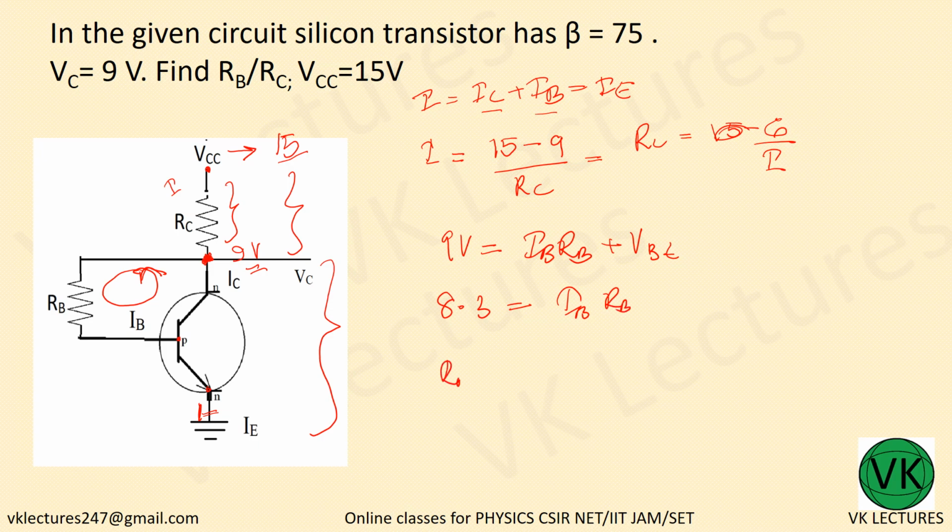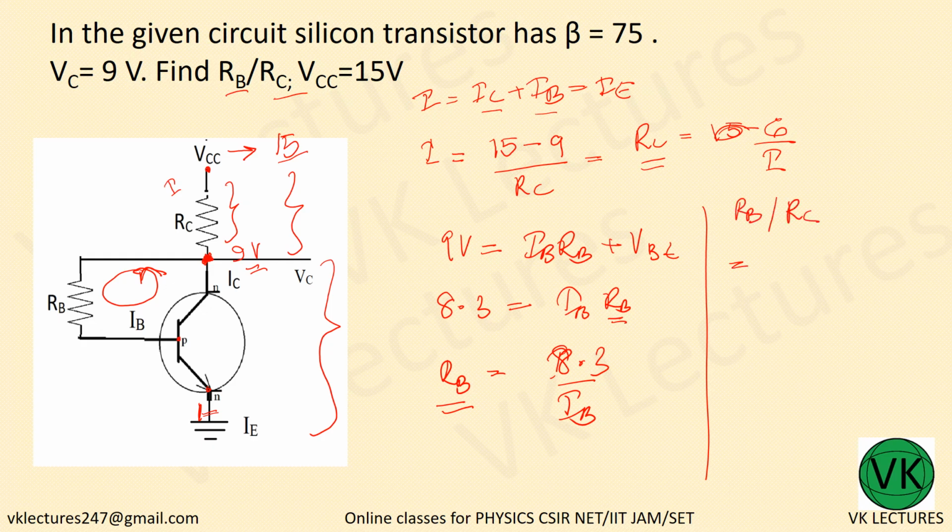So what is RB? RB is equal to 8.3 divided by IB. Now what you want? RB by RC. RB you got, RC you got. Now RB divided by RC is equal to 8.3 divided by IB, divided by RC, 6 divided by what is I?